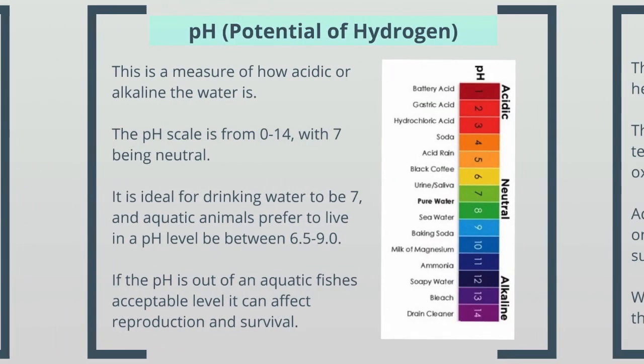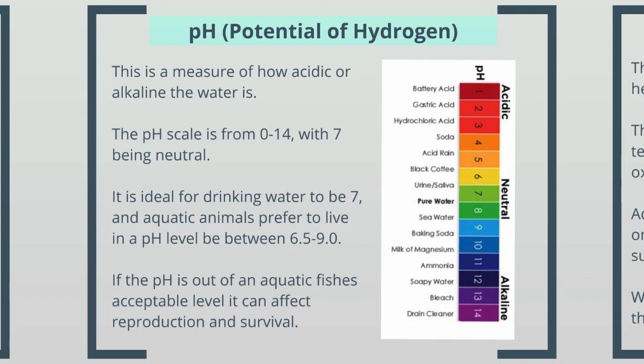The next abiotic factor we can test for is pH, or potential of hydrogen. This is a measure of how acidic or alkaline the water is. Usually I just think of how much acid is in the water. The pH scale is from 0 to 14, and if you remember, 7 right in the middle is neutral, and 7 is actually ideal for drinking water. It's ideal for lots of living things. Aquatic animals prefer to live in a pH level between 6.5 and 9. Anything below that becomes too acidic.